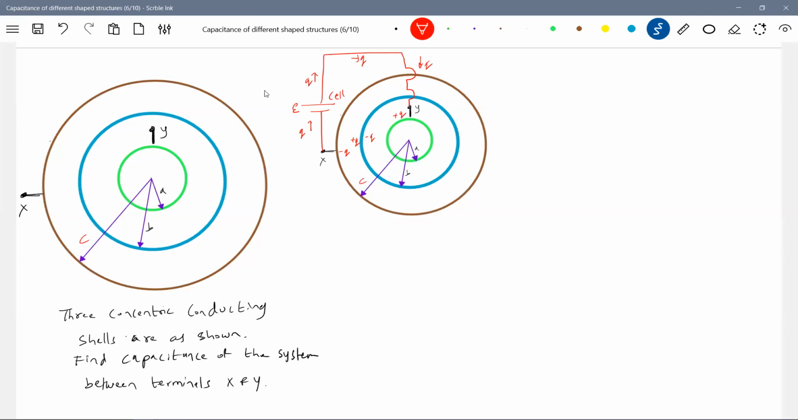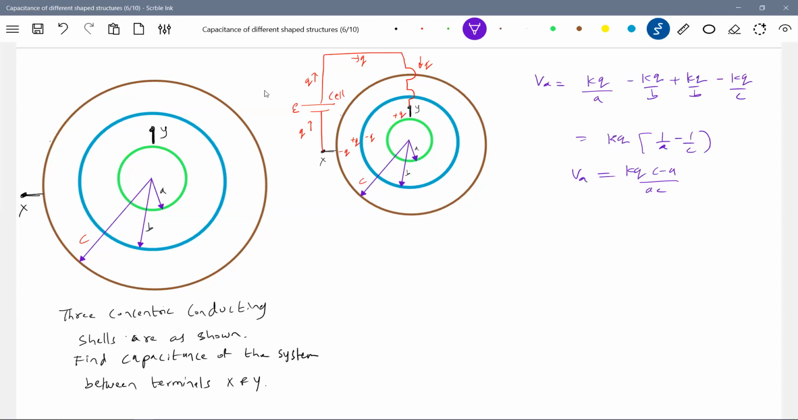Now let's get into the problem. We have to find out the potential difference between X and Y. What is the potential of Y, or the potential of shell A? Equal to how much? KQ by A minus KQ by B plus KQ by B minus KQ by C. So these two will cancel out. So KQ times (1 by A minus 1 by C), which is (C minus A) by AC. So that is the potential of shell A.